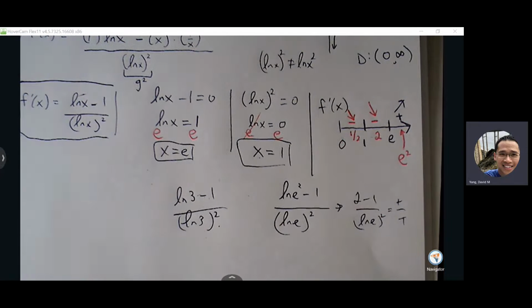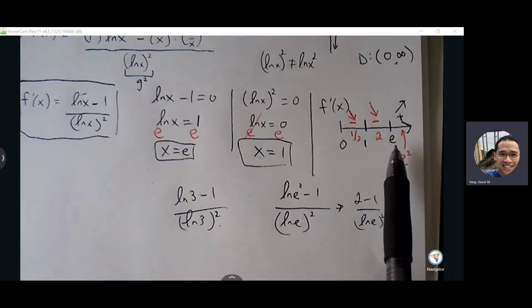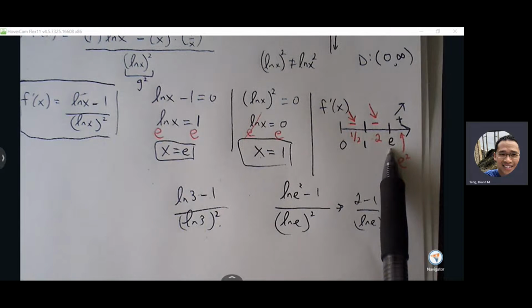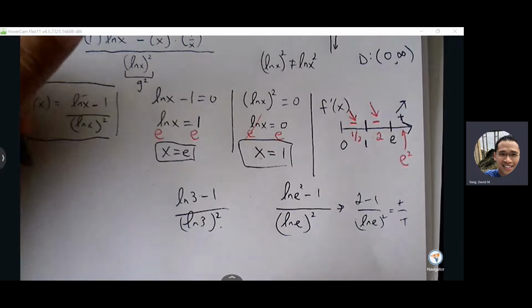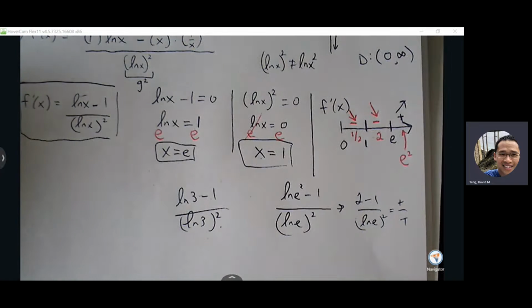Now, based off my sign line here, is there a relative extrema? Okay. There's a what at e? Relative min. Okay, so we know there's a relative min at e because f prime changes from negative to positive.